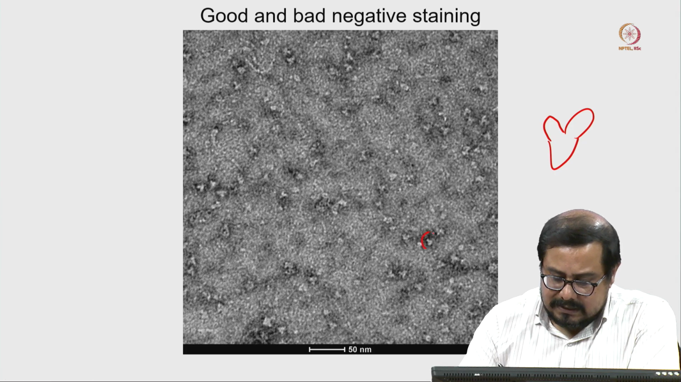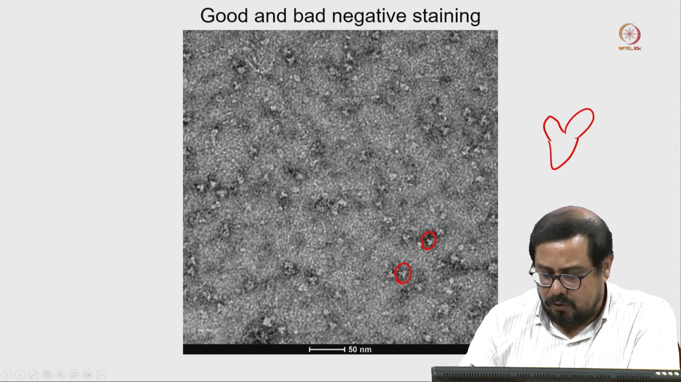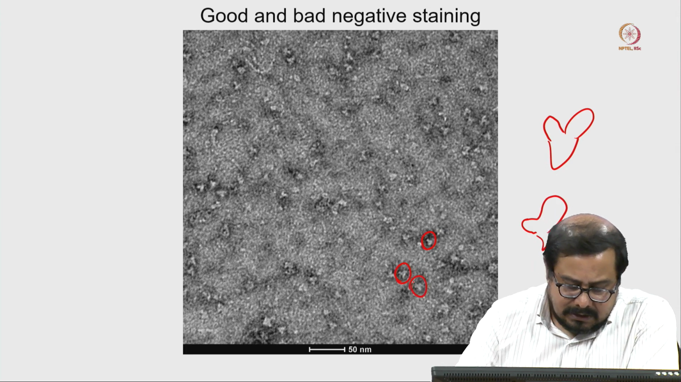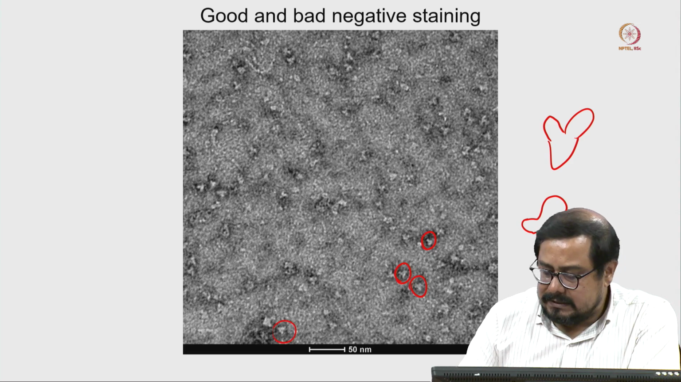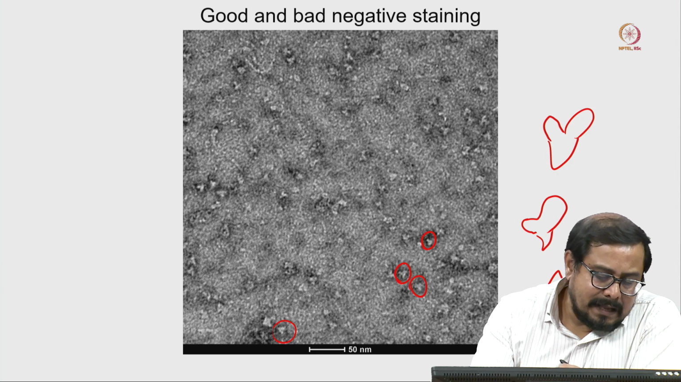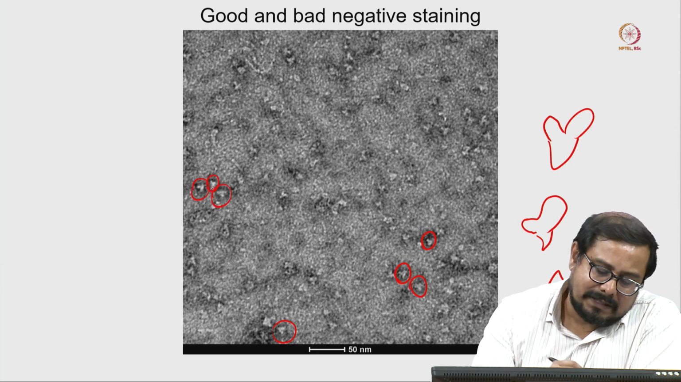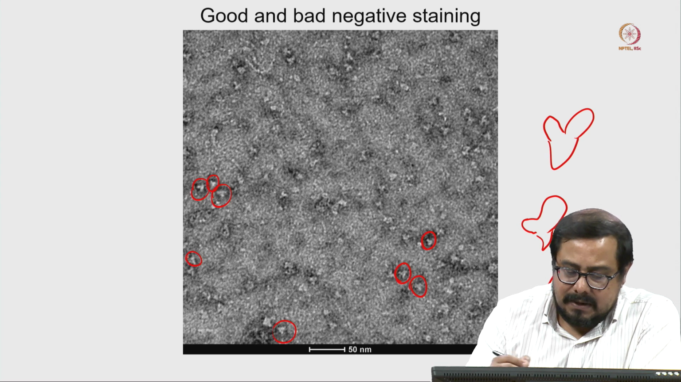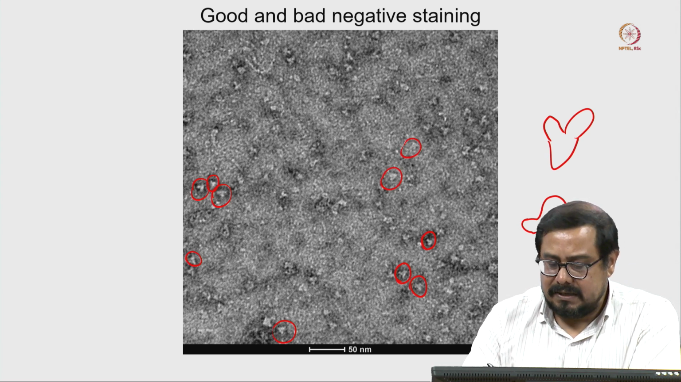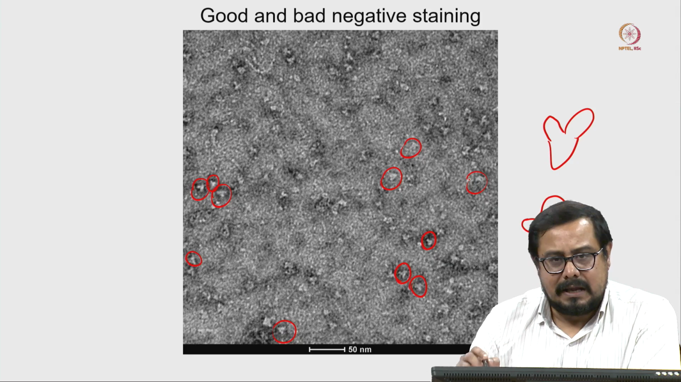So if you look at this particular protein, in all the cases you can see there is this two and then this kind of. So there are many isolated particles where you can see different triangular kinds of shape. So that means definitely this is a good sample, and comparatively this image is better than any other images that I showed you in the last two images.